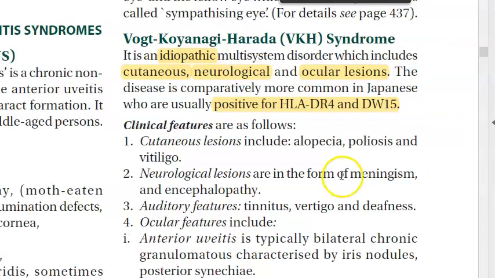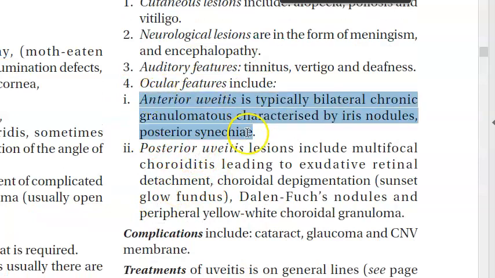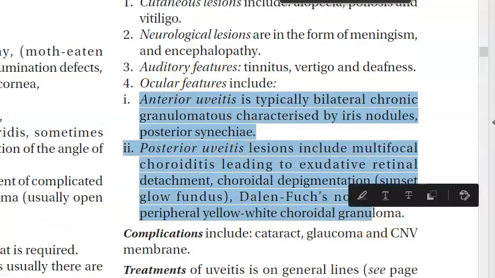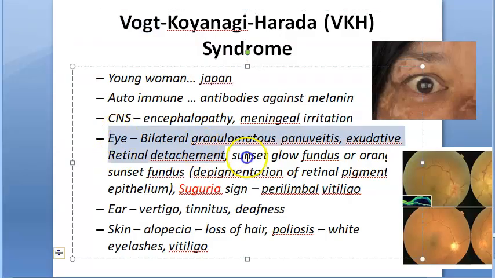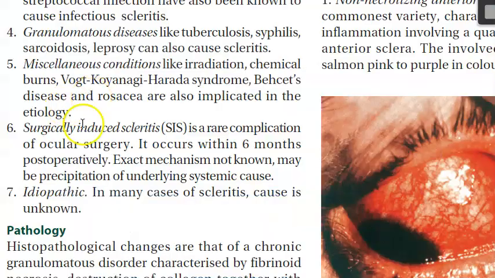What is this one? These people will have alopecia, poliosis, vitiligo. Poliosis is what? White eyelashes. So these people will have anterior and posterior uveitis, etc. Look at this, Vogt-Koyanagi-Harada syndrome. And as usual, you will say there is some surgically induced scleritis, and some idiopathic condition.